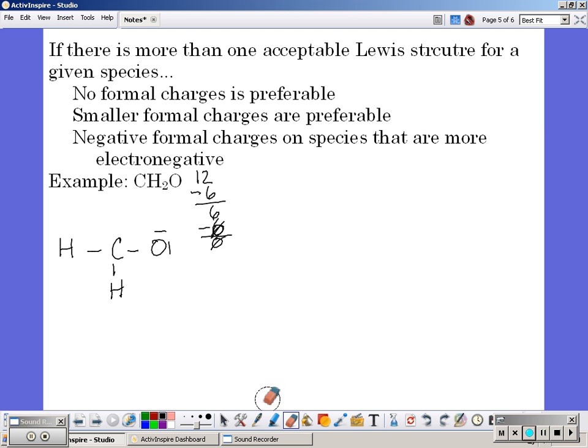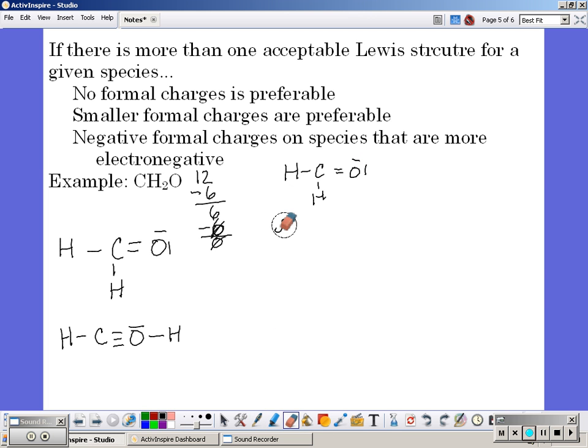So that's one way of writing the formula. We could have also drawn it in this setup, where the carbon-oxygen is triple bonded. So then we have to think about our formal charges to see which one is the better Lewis structure. Alright, so let's take the first one that we drew. So hydrogen has 1 valence electron.